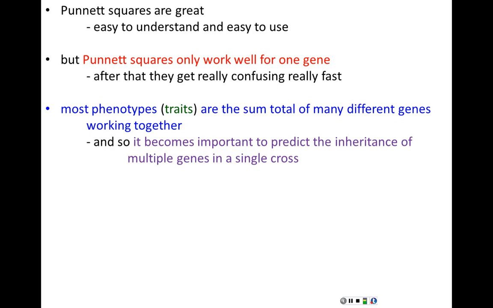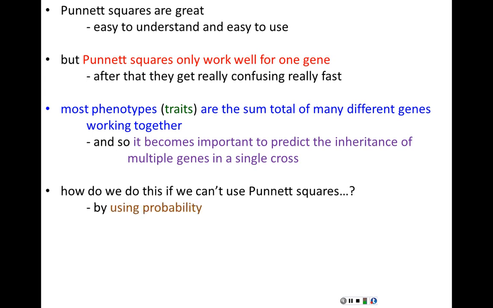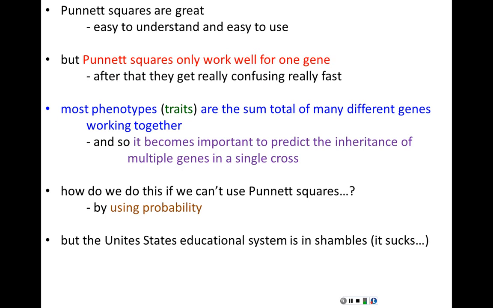So when we're looking at single traits in more advanced organisms and more advanced traits, it becomes important to be able to predict the inheritance of multiple genes in a single cross. Most traits aren't single gene traits like tongue curling and pea plant height. Most traits are multi-gene traits, and so we've got to keep track of multiple genes at one time. Punnett squares are quite difficult to use when you're talking about multiple genes, but we need to be able to track and predict the inheritance of multiple genes. So how do we do this if we can't use Punnett squares? And the answer is by using very simple principles of mathematical probability.